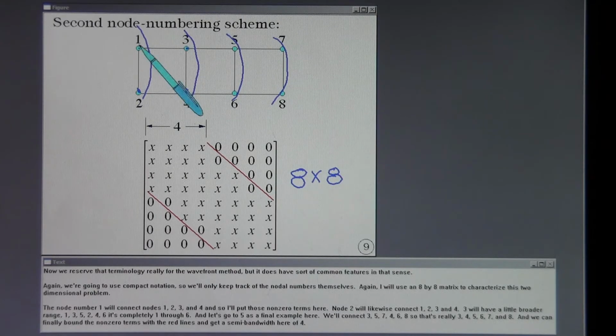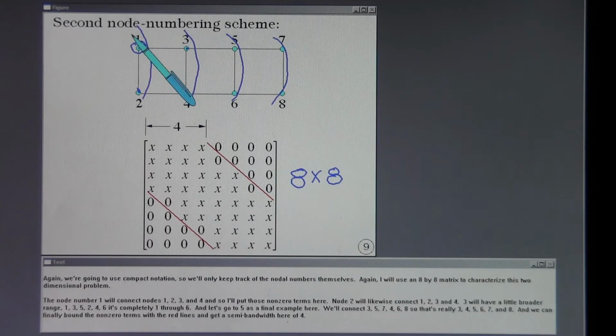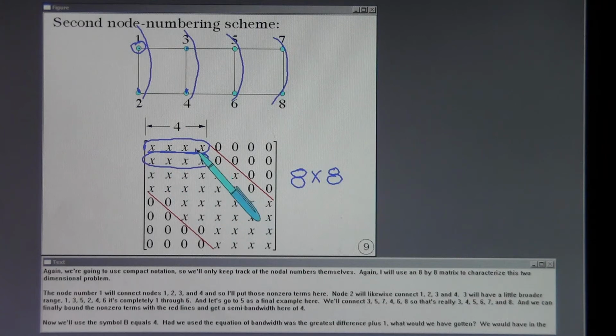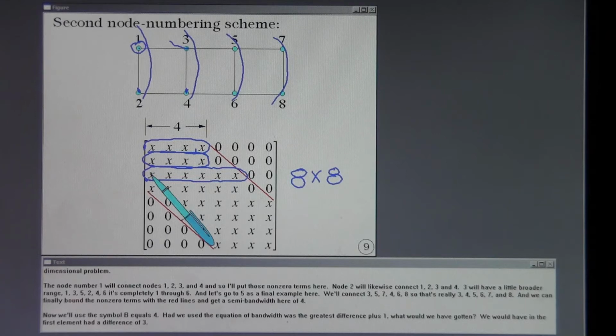Node number 1 will connect nodes 1, 2, 3, and 4, and so I'll put those non-zero terms here. Node 2 will likewise connect 1, 2, 3, and 4. Node 3 will have a little broader range: 1, 3, 5, 2, 4, 6. It's completely 1 through 6. And let's go to 5 as a final example here. We'll connect 3, 5, 7, 4, 6, 8.